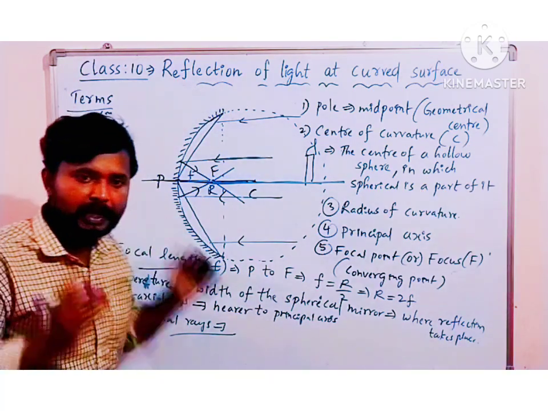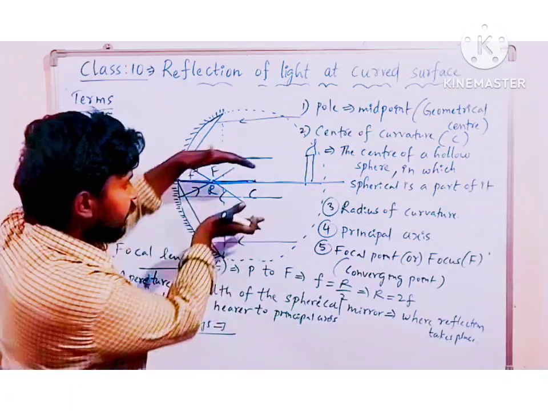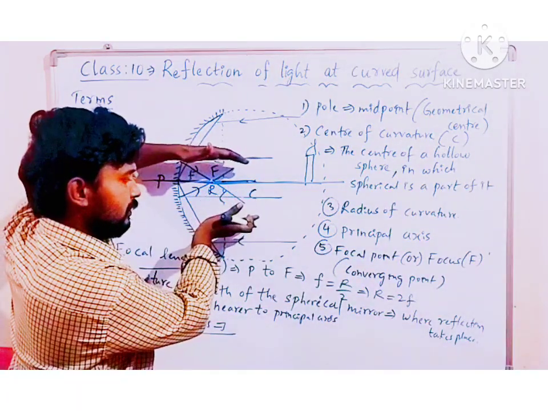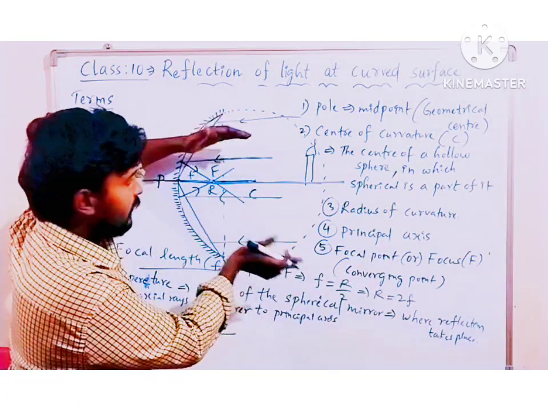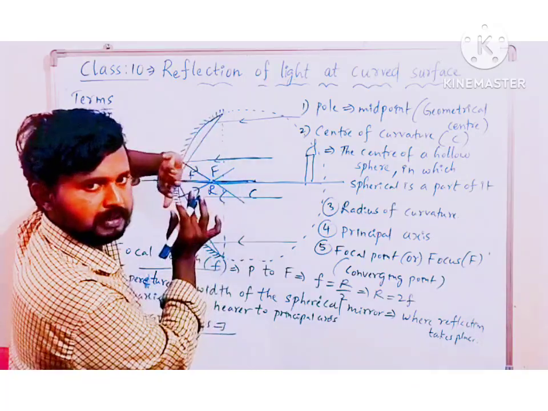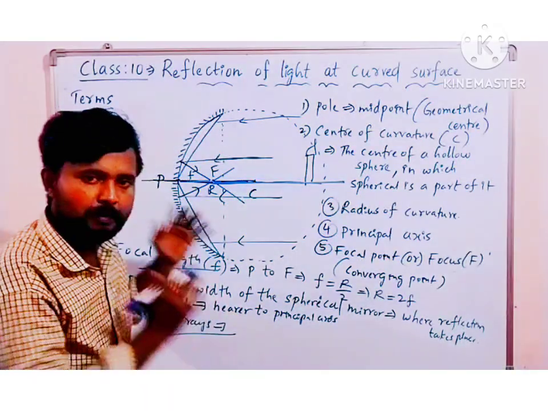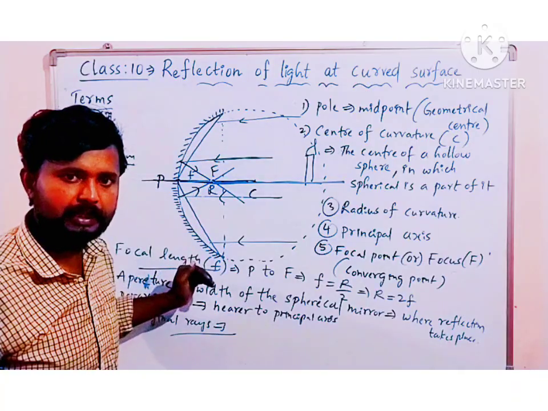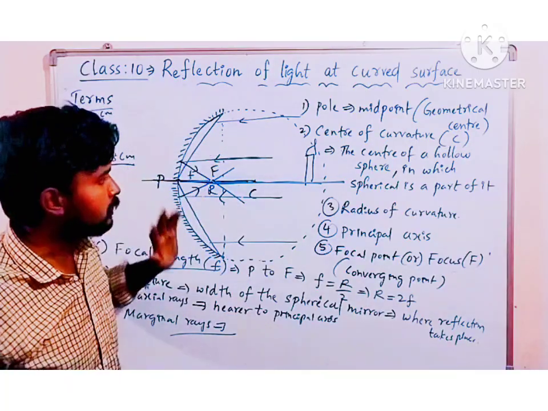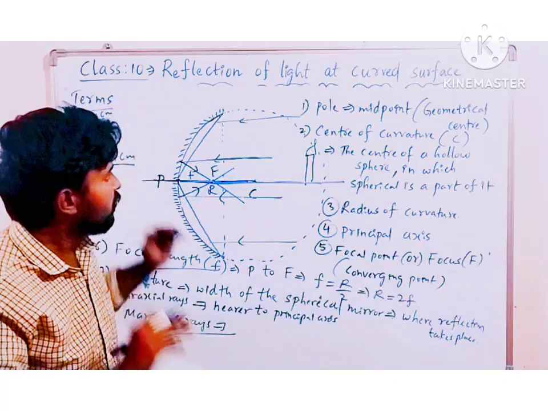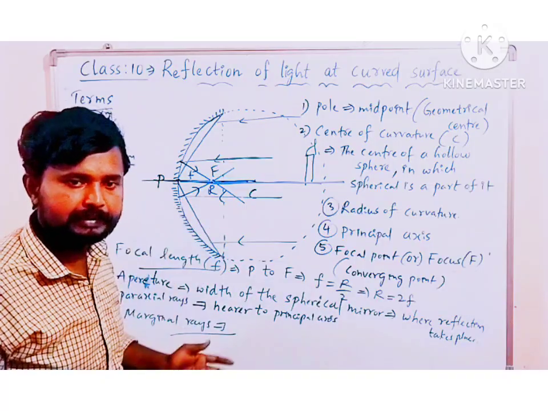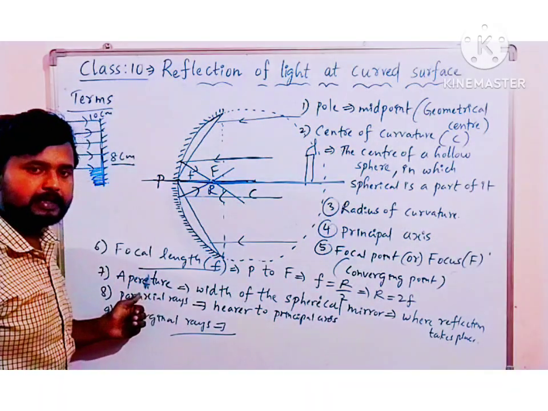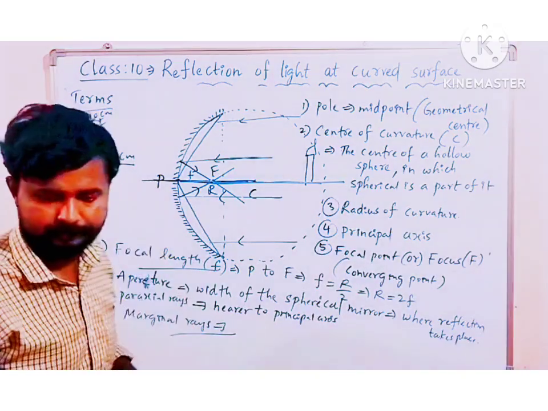Next thing is paraxial rays. The rays which are nearer to the principal axis form an image. The paraxial rays form the image. Marginal rays do not help us to form an image. So to understand the ray diagrams we have to take only the paraxial rays, not the marginal rays.